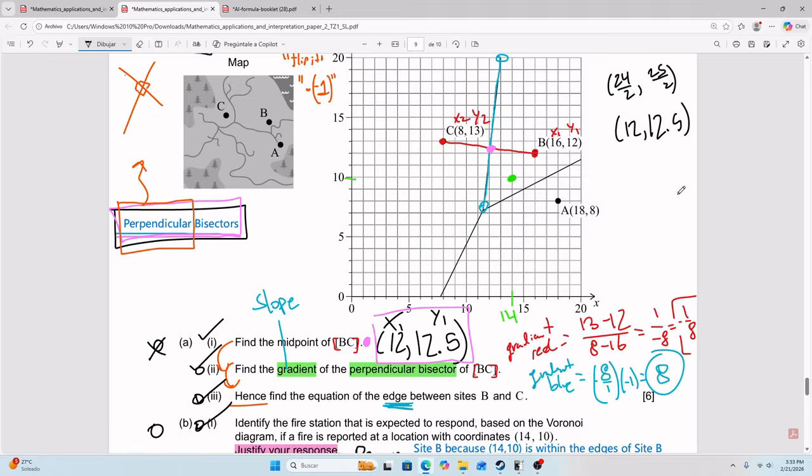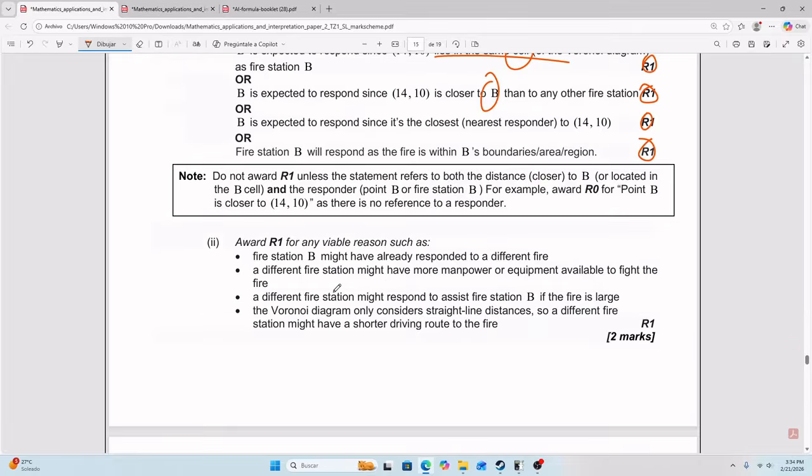What else can you say? Maybe site B is under maintenance, and so site A or C has to react. Maybe the workers at site B are like on vacation. There's like a million reasons, so you just give one of them, and here you can see, they could have responded to a different one. They don't have enough manpower. You know, there's a bunch of different reasons.